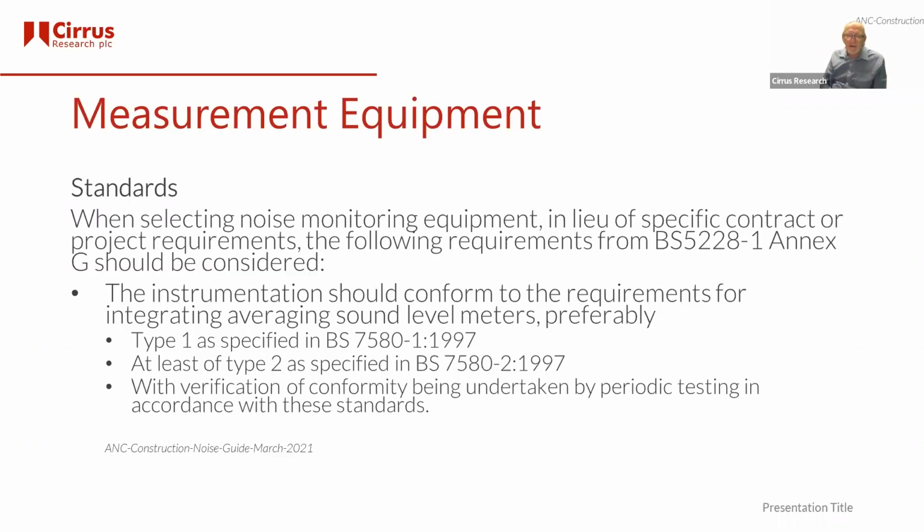The way I look at it is, if you're trying to prove to someone that you didn't breach, or that these were the levels you kept within, even though we know that type 1 and type 2 meters for certain types of sound are going to give you a pretty close reading, you don't want anybody to come at you and say, you didn't use the right equipment, it wasn't the right class or type of instrument, so how can we trust the measurements that you've taken?